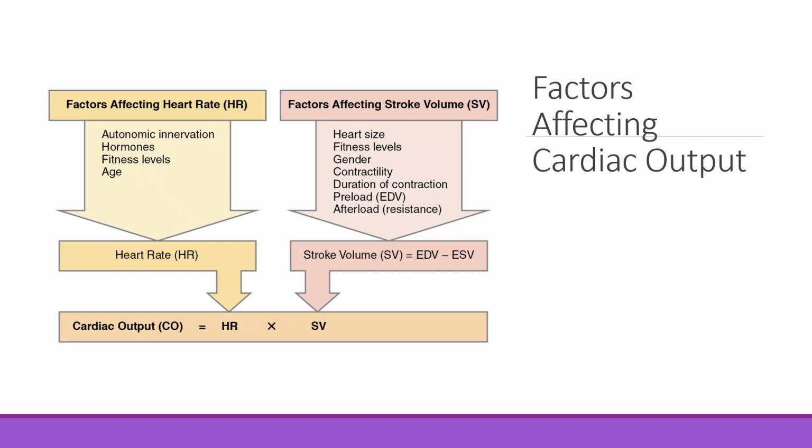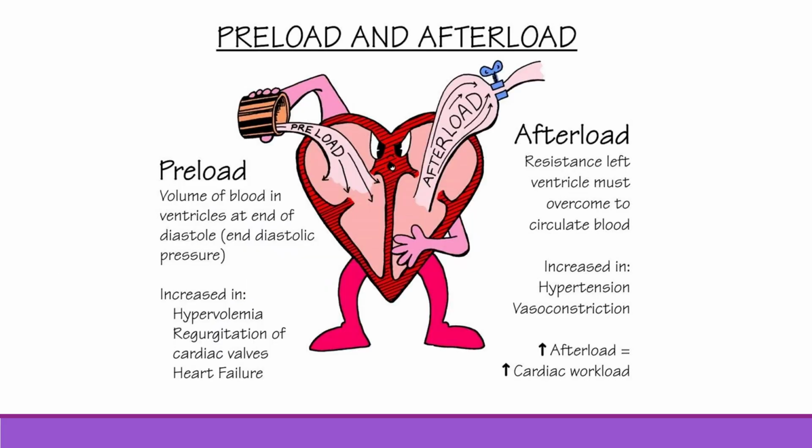Stroke volume is calculated by your end diastolic volume minus your end systolic volume. Those are measurements that they can get. So the heart rate times the stroke volume is where we come up with that 5.25 liters for the average patient. All right, a little bit more detail about preload and afterload.